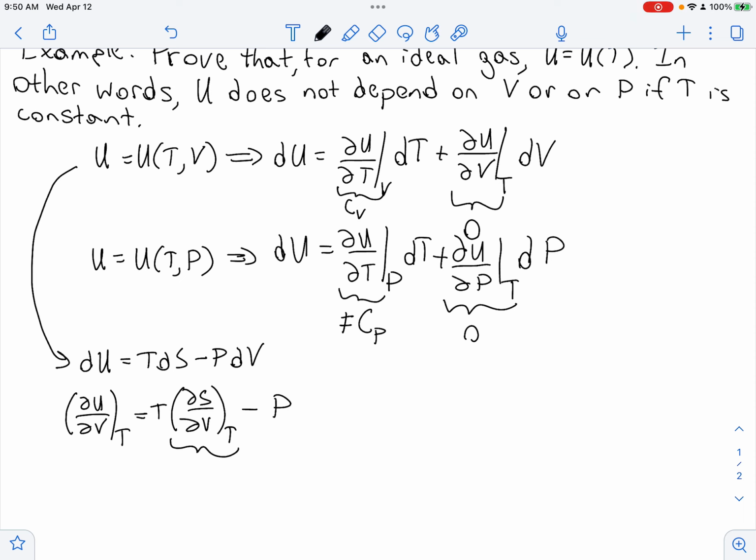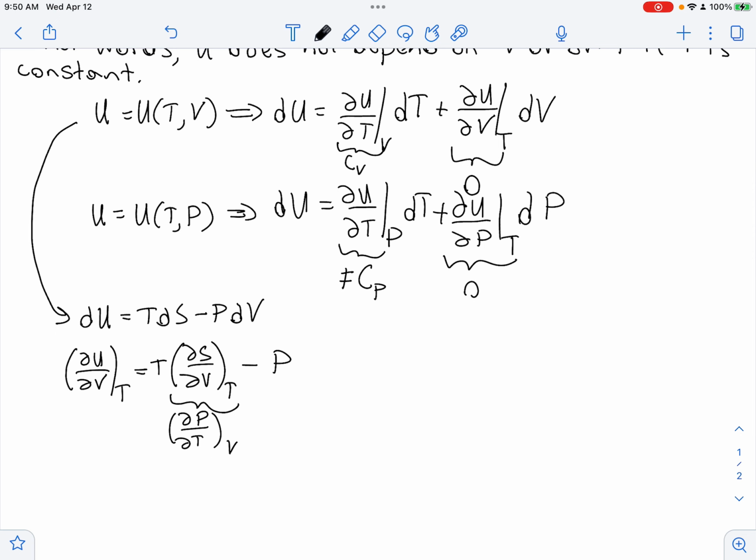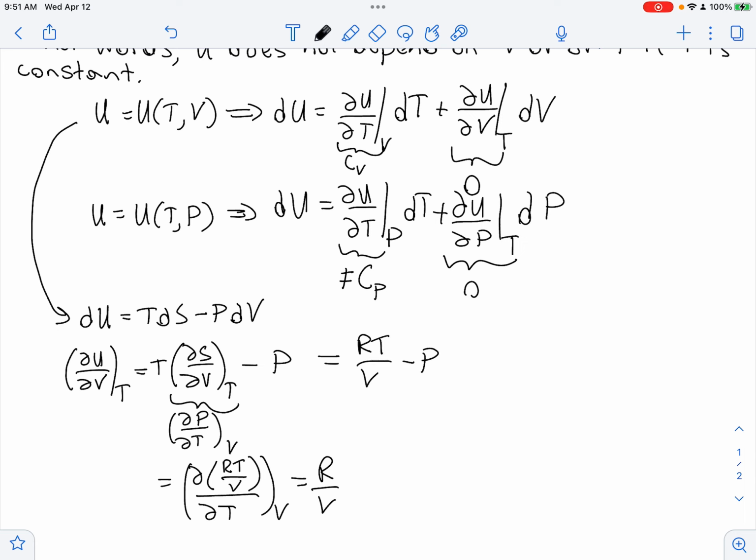Well, there's a Maxwell relation that says that (dS/dV) at constant T is equal to (dP/dT) at constant V, which we can calculate from the ideal gas law. P is equal to RT over V, so dP/dT holding V constant is R over V. And if we plug R over V in for (dS/dV) at constant T, we get RT over V minus P, but RT over V is equal to P. Therefore, we get P minus P, and we get 0. So that's half of our mission.